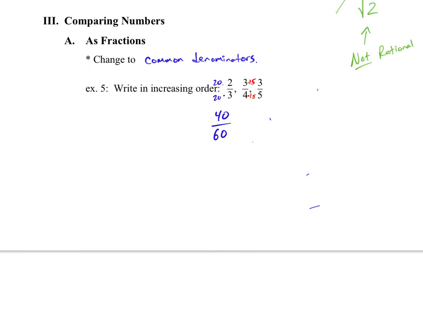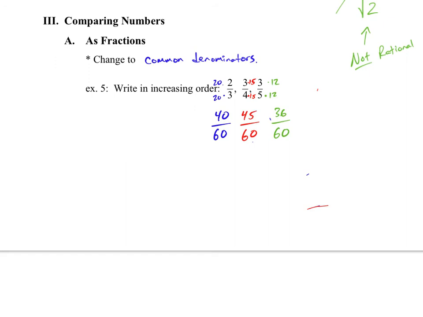So you could always take your calculator and do 60 divided by 4, and that would give you 15. So I need to multiply top and bottom by 15, so I get 45 over 60. And our last one, 5 times 2 is 10, and I need 6 of the 10s, so 6 times 2, 12. So I get 36 over 60. You okay for those?